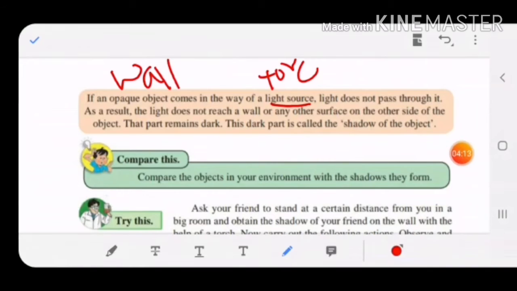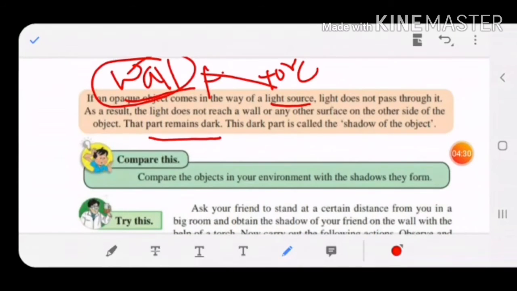Yes or no? The light does not pass through your friend standing in between. If you hold a torch on your friend, light does not pass through. As a result, light does not reach this wall, or any other surface. That part remains dark. Therefore, this wall remains dark, and this dark part is nothing but the shadow of the object.